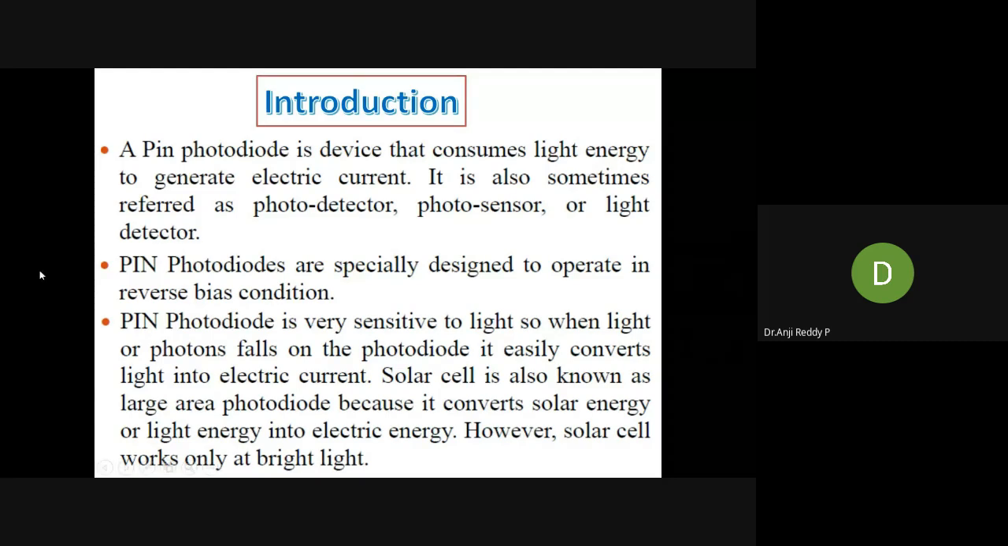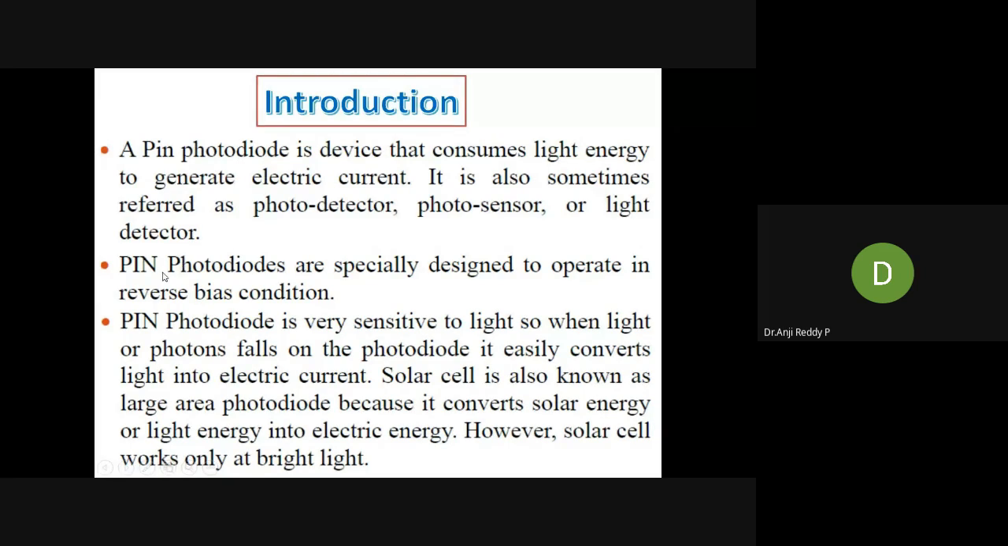Here also, in this PIN diode, P is one electrode, N is another electrode. Between them, this intrinsic semiconductor will act as the medium. If you connect it in reverse bias, it will act as a capacitor. That point you will study clearly in working again. These PIN diodes are specially designed to operate in reverse bias condition. Why we have to connect it this way, I will explain again in construction and working. Okay, this is the basic point.